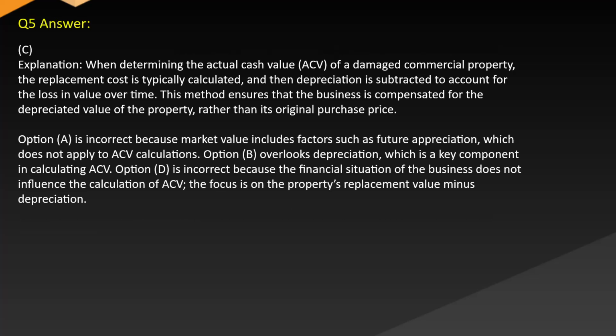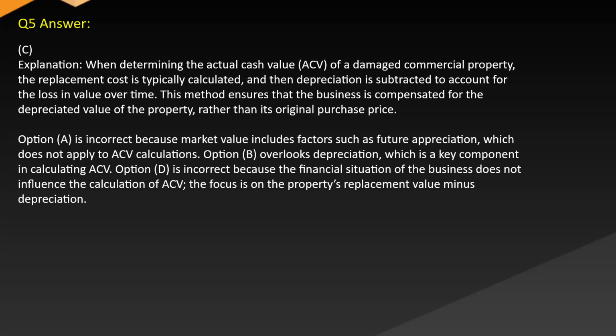Answer C. Explanation. When determining the actual cash value (ACV) for damaged commercial property, the replacement cost is typically calculated and then depreciation is subtracted to account for the loss in value over time. This method ensures that the business is compensated for the depreciated value of the property rather than its original purchase price. Option A is incorrect because market value includes factors such as future appreciation, which does not apply to ACV calculations.